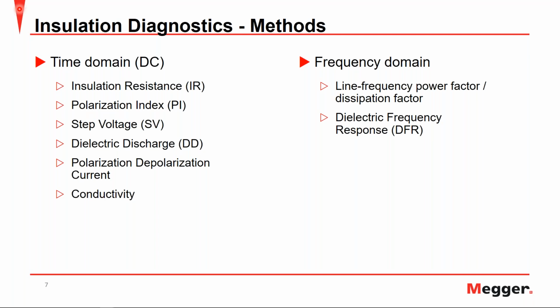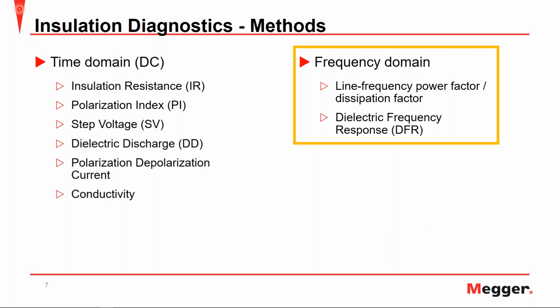Starting with the installation diagnostic methods, there are several different methods, and on the left here we have our time domain methods that include installation resistance, polarization index, step voltage, dielectric discharge, polarization, depolarization current, and conductivity. What these test methods all have in common is that they are all DC test methods that are independent of frequency, as opposed to the tests on the right that are performed in the frequency domain, which include line frequency power factor and dissipation factor, as well as dielectric frequency response. And for the purposes of this presentation, we're going to take a look at the frequency domain.